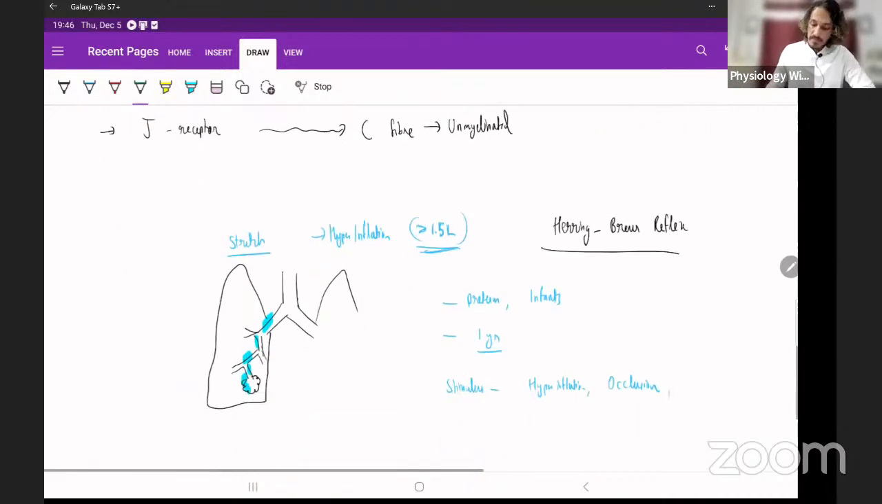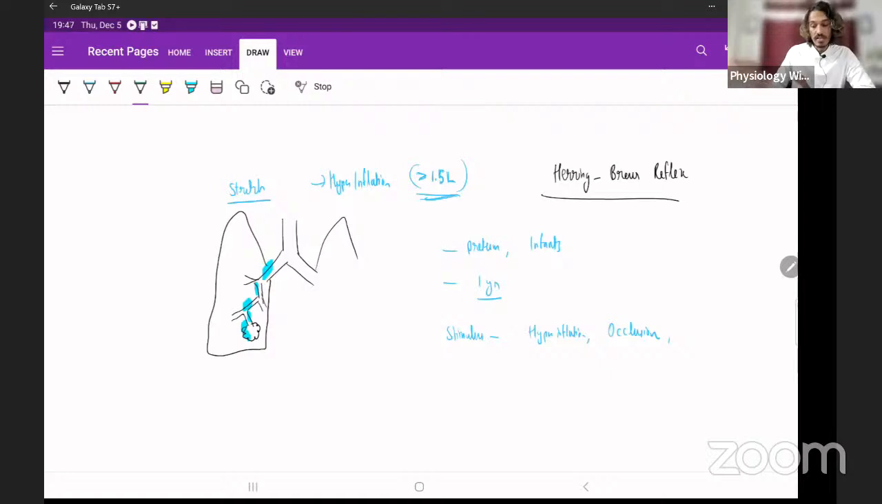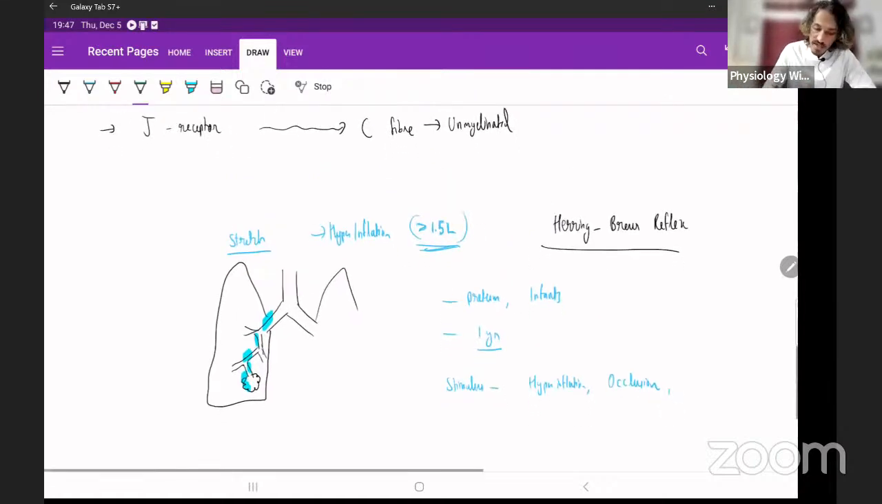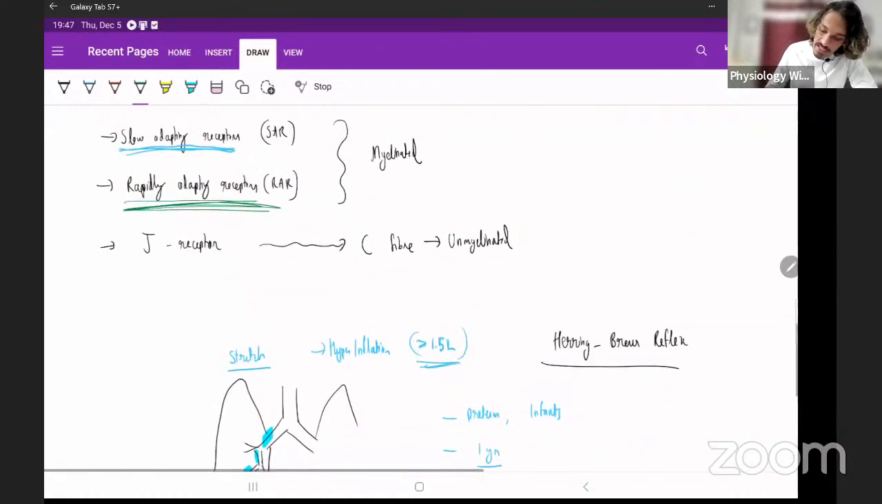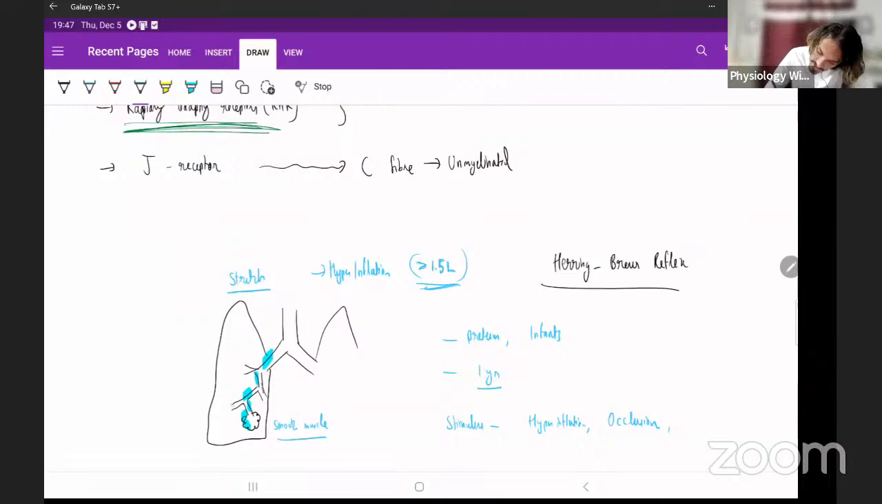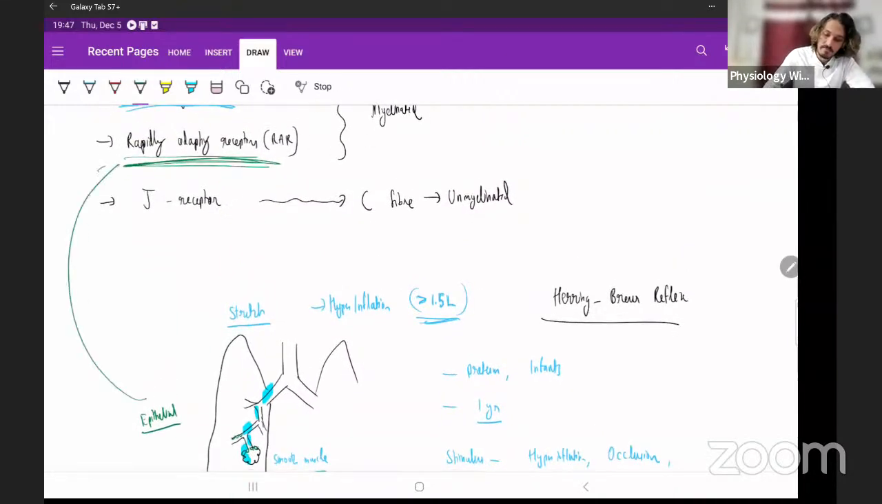Now, these are there not in the tracheobronchial tree per se, but in the epithelia. Here again, I think I forgot to mention it, in the tracheobronchial tree specifically they are near the smooth muscles. Now, these rapidly adapting receptors will be seen in the epithelial layers. Over here, the epithelial layers which are here and here. So all of these epithelial layers have the rapidly adapting receptors.